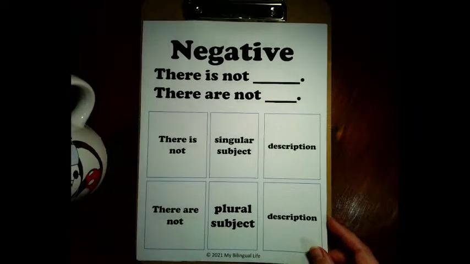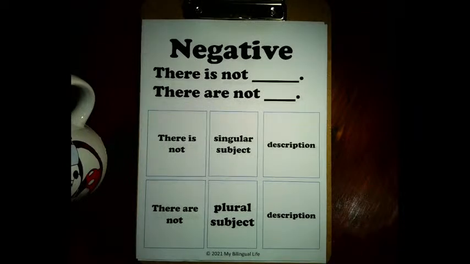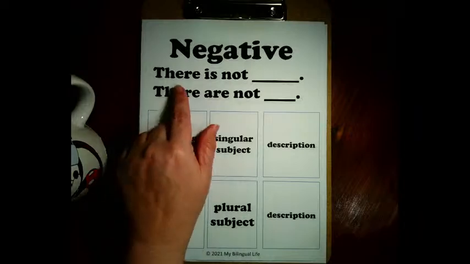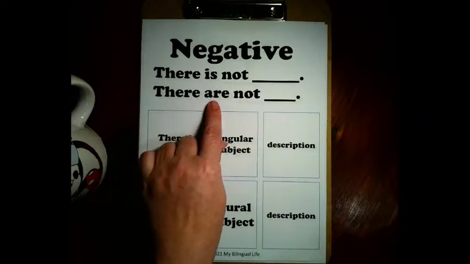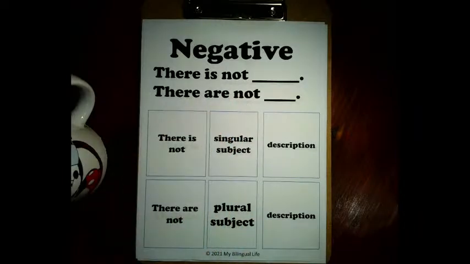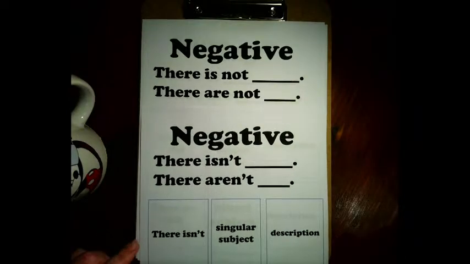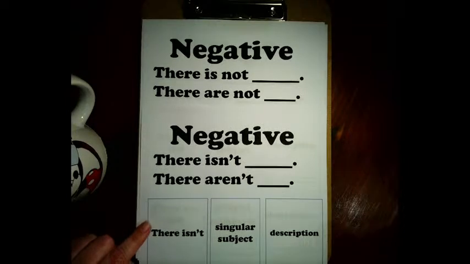Okay, we practiced doing the sentences in the negative. So if we're going to do it in the negative, it is "there is not" for the singular, and "there are not" for the plural. You can also use contractions with those. So you could say "there isn't" or "there aren't."